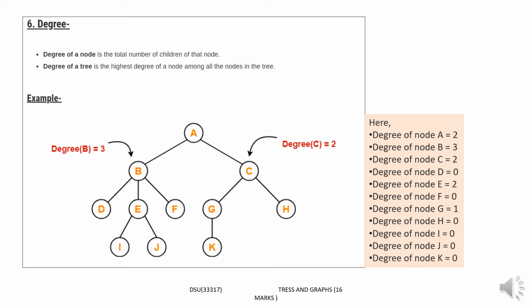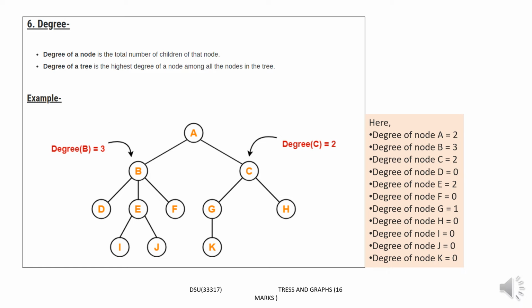Now degree. The degree of a node is the total number of children of that node. The degree of a tree is the highest degree of a node among all the nodes in the tree. See here, degree of a node means total number of children, and degree of a tree means highest degree of a node. Means in this tree, degree of B is 3, okay, and the degree of C is 2.